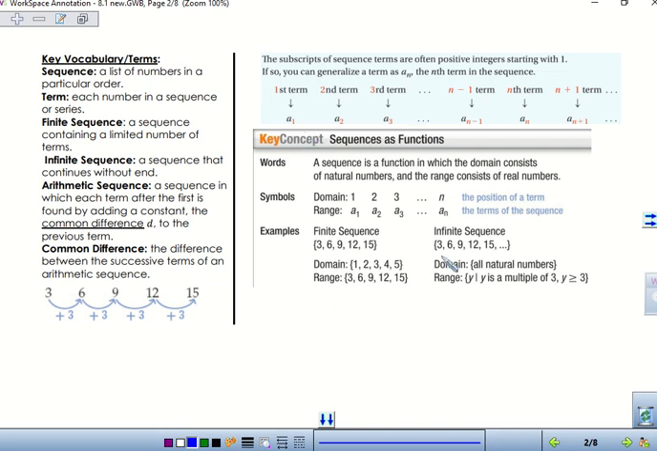Okay. Now, we can also identify a domain and range for each of these. Domain is always going to represent what position you're in. So if it's the first term in a sequence, your domain value is 1. Second term, 2. So how many terms you have is how many domain values you have. And then the range is always going to be whatever the actual sequence is.